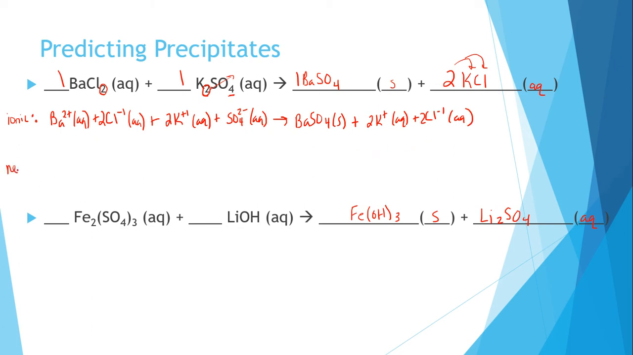Then to write your net, you need to cross out what is the same on both sides. So this one's chlorine and this one's chlorine. I have 2 potassium and 2 potassium. So now what I'm left with, I'm going to rewrite, and that will get me my net.